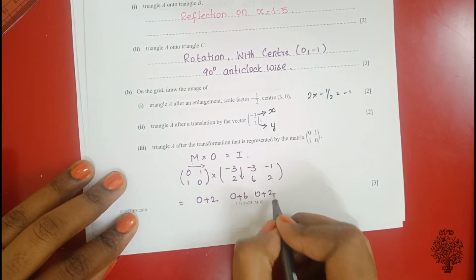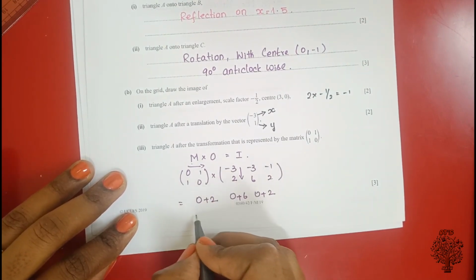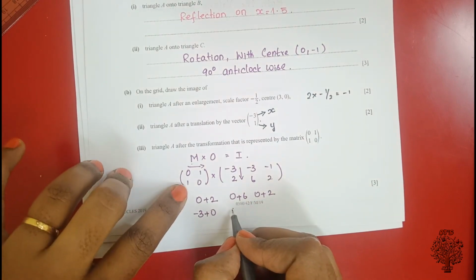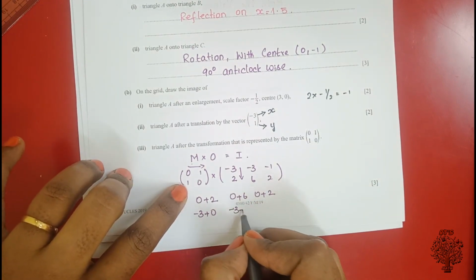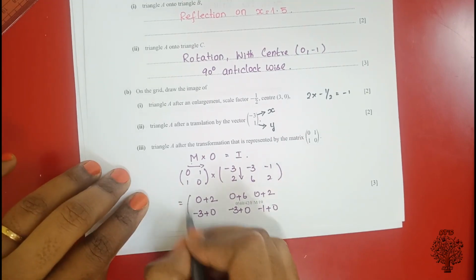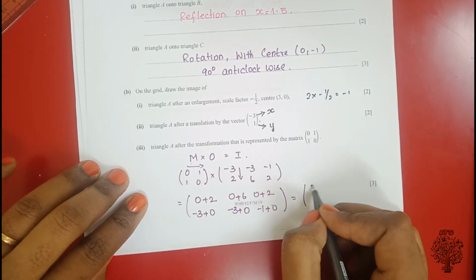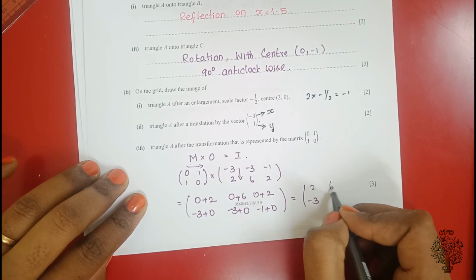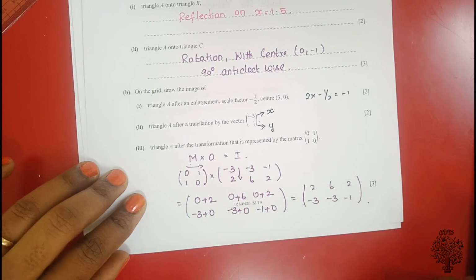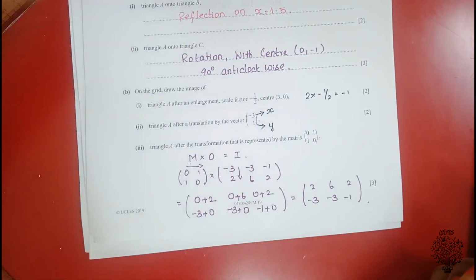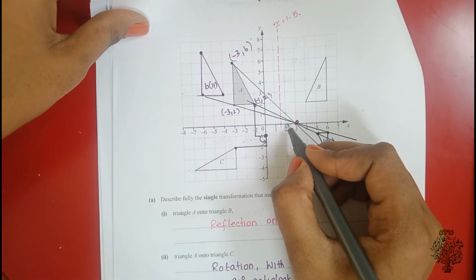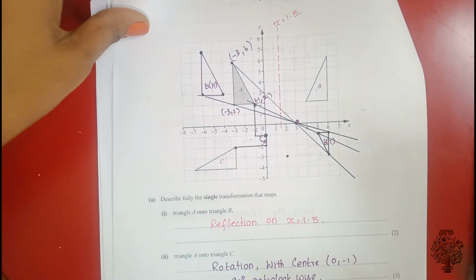0 plus 2. The same way, 1, negative 3 plus 0, I will be having here negative 3 plus 0, and this is negative 1 plus 0. That gives me 2, negative 3, 6, negative 3, 2, negative 1. Okay, these points I'm going to plot here: 2 comma negative 3. So I have 2 comma negative 3, it's here.